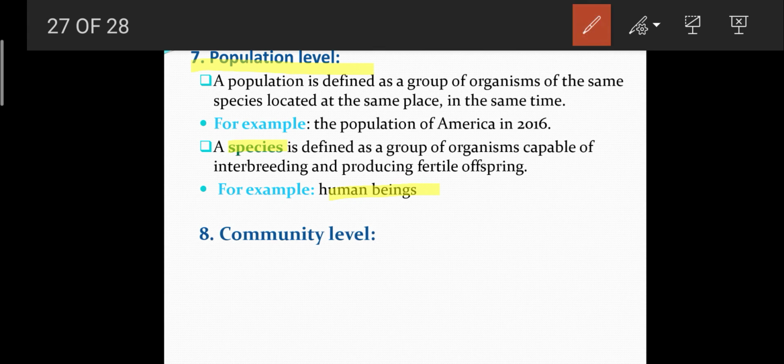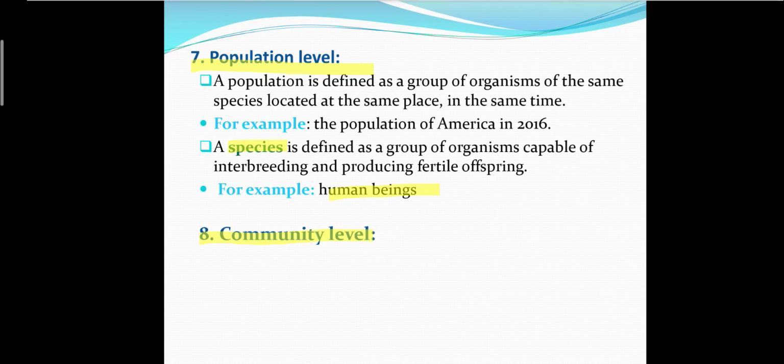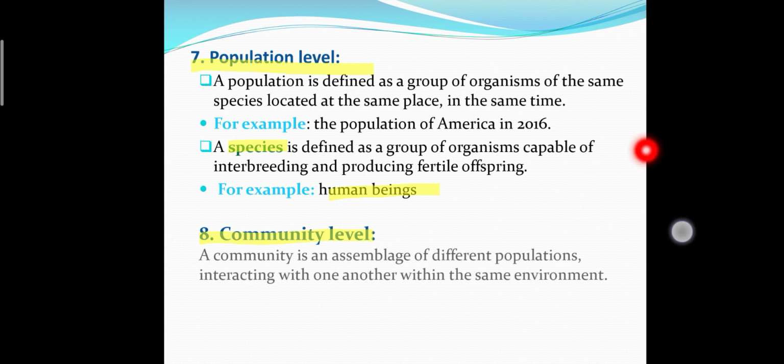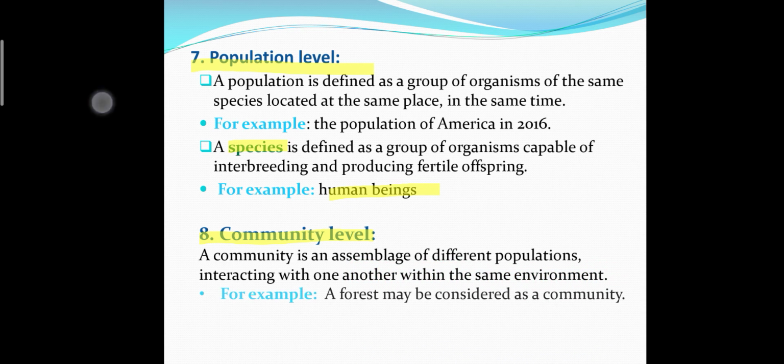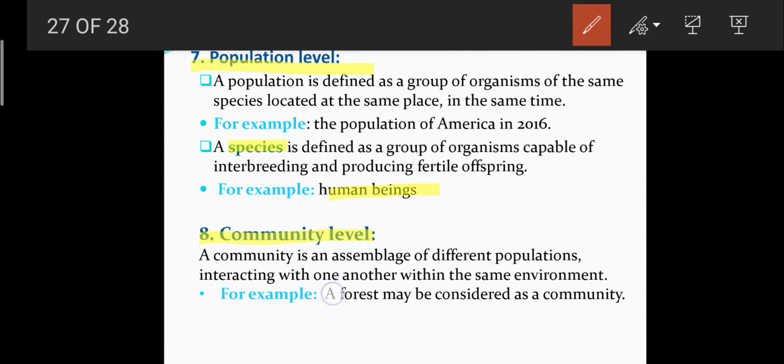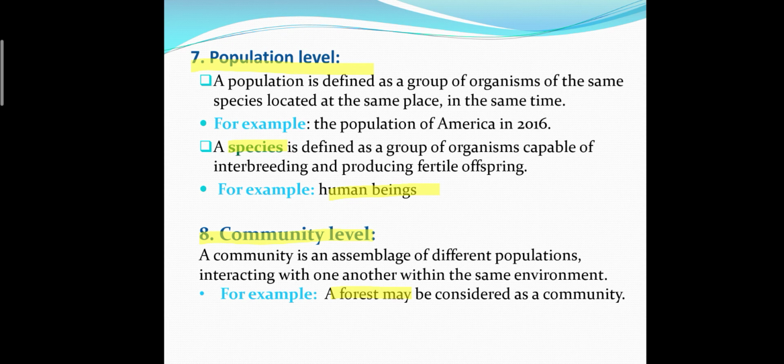What is meant by community level? A community is an assemblage of different populations which interact with one another within the same environment. For example, a forest is considered a community in which different populations interact with one another.